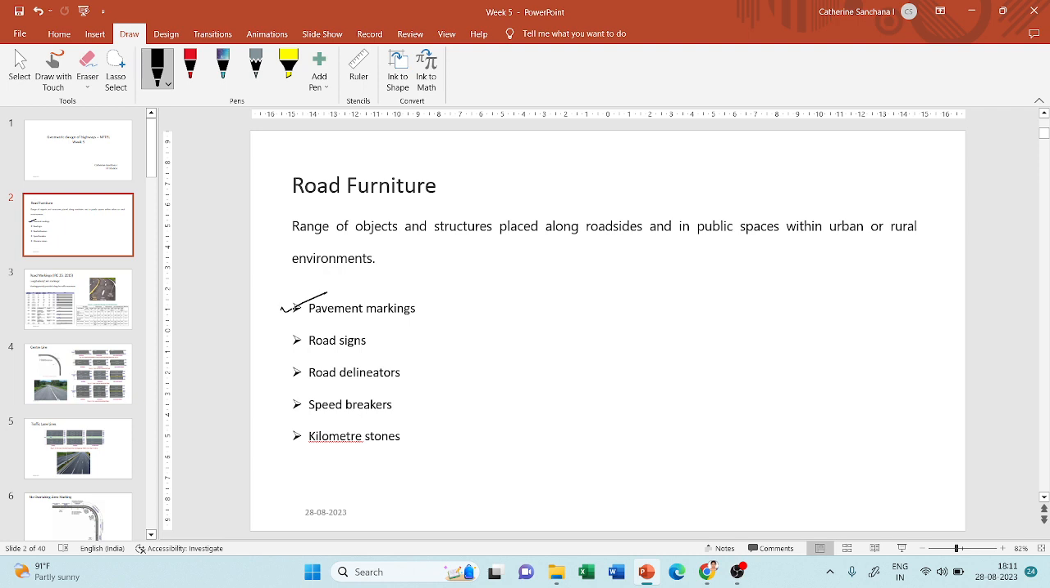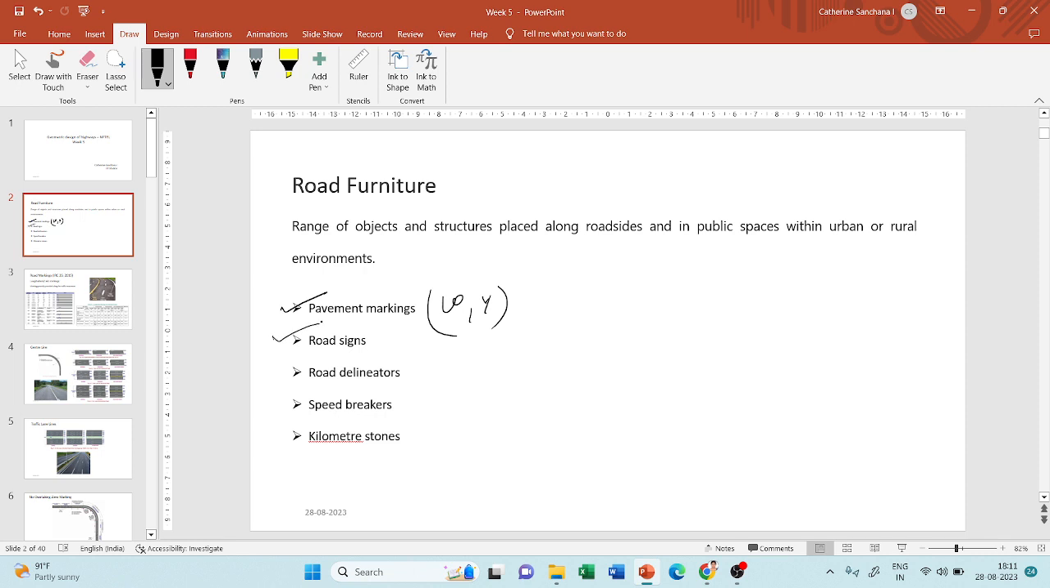On top of the road, you would have seen some white lines or some yellow lines, or maybe blue or green lines, but predominantly we would have seen only white or yellow lines. These pavement markings are a part of road furniture.